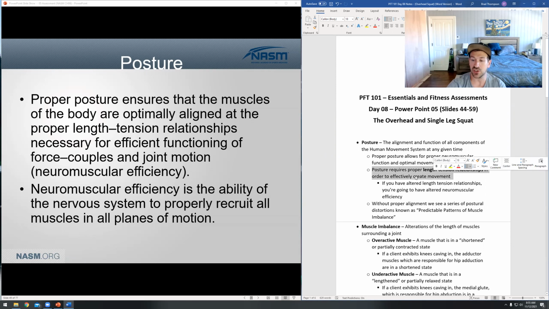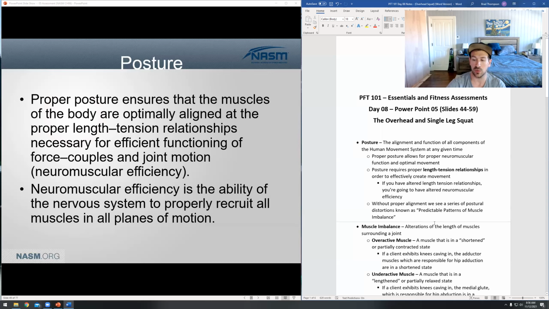So posture requires a proper length tension relationship, and we can restore that length tension relationship by relaxing the tight muscles and strengthening the weak muscles. If you have altered length tension relationships, you're obviously going to have altered control.